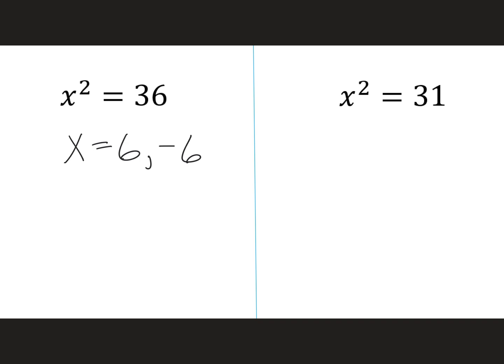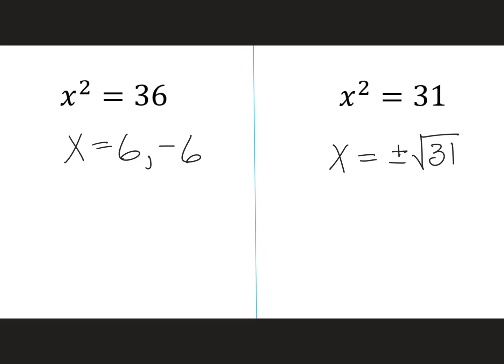Now let's look at the next one over here. X squared equals 31. 31 is not a perfect square. So I could put it into a calculator and round it to the nearest hundredth or tenth or something like that. Or I could just keep it like this. I could say x equals the positive and negative version of the square root of 31.